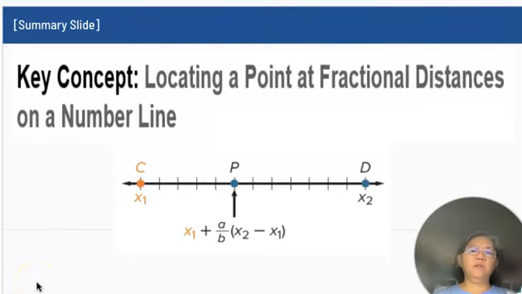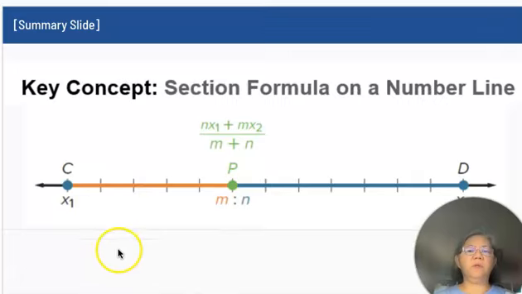Okay, let's try to summarize everything. This is what we need if you are given a fraction. When you try to locate a point at a fractional distance on a number line, make sure you identify your initial endpoint and your terminal endpoint and make use of the fraction which will be given to you. The second formula that you're going to use is if you are given the ratio, then we use the section formula. So we will have the initial endpoint again, then the terminal endpoint, and somewhere in between will be the ratio.